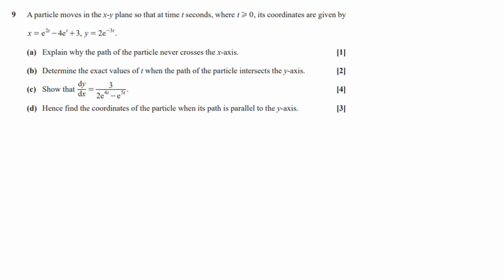Question 9 is parametric equation. We've got x and y given in terms of this third variable t. For part A, explain why the path of the particle is never going to cross the x-axis.